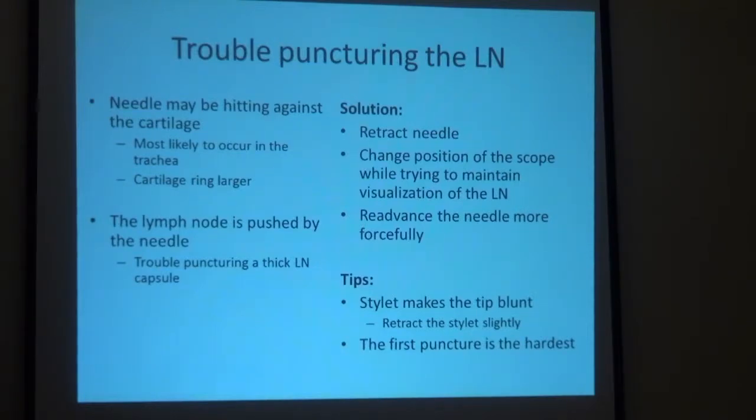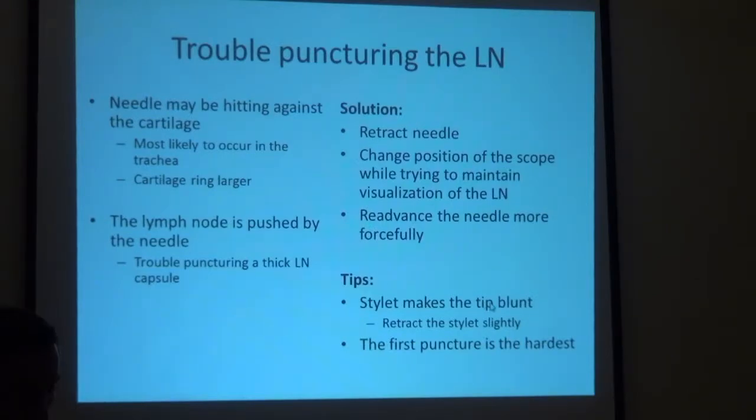This will also occur most commonly in the trachea because you don't have enough opposition and because the cartilage is bigger. So most of the time what's happening is that you're trying to puncture and your needle is hitting against the cartilage. What you need to do is retract the needle and move a bit up, or down, most of the time up, because with the needle being jabbed in, you tend to move the scope down. So you always try to adjust and get a higher puncture, and that would help you. You retract the needle, change the position of the scope, and you re-advance.